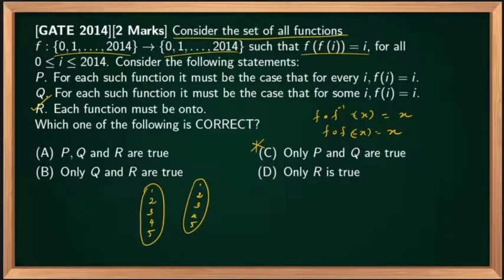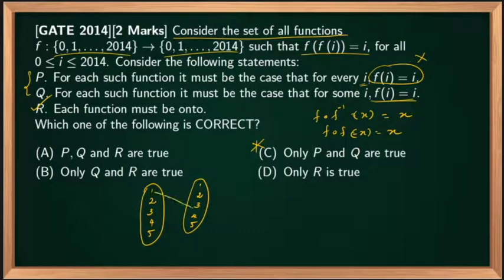Now I want to prove that these two statements are actually wrong. The first statement says that for each such function, it must be the case that for every i, f of i should be equal to i. That means 1 should get mapped to 1, 2 to 2, 3 to 3, 4 to 4, and 5 to 5, and I want to prove that this is wrong. And the other statement says that for at least some i, f of i should be equal to i. So I will not assign f of i equal to i, so that I can get a condition for both statements.